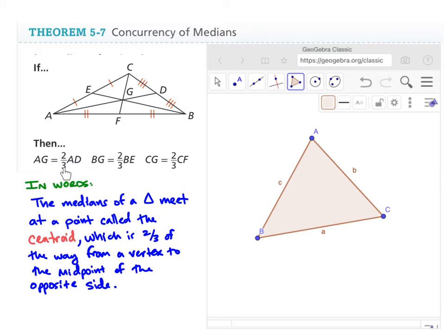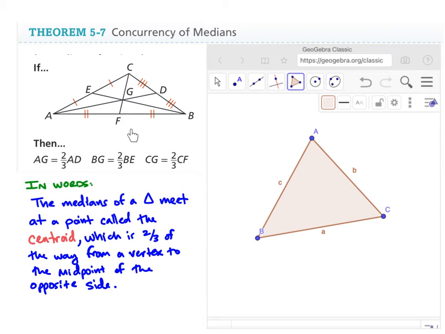So one way we can express that is we can say that from A to G is 2/3 of the distance from A to D. From B to G is 2/3 of the distance from B to E. And from C to G is 2/3 of the distance from C to F.